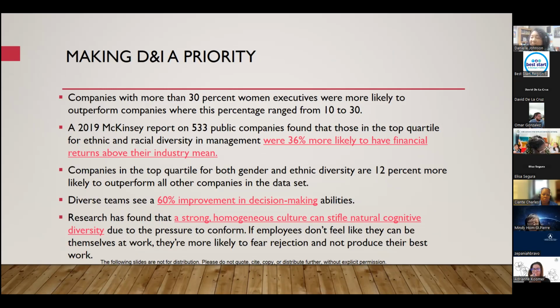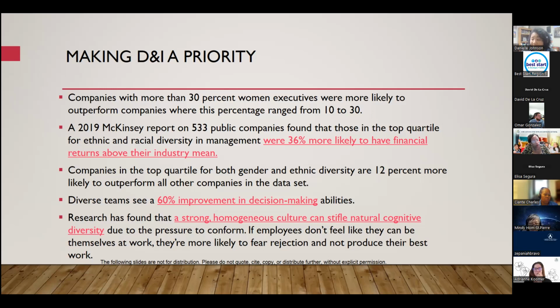Companies with more than 30% women executives, the women at leadership, C-suite or executive directors or managers, were more likely to outperform companies where their percentage range from 10 to 30, right? Less women in leadership showcases kind of a less piece of that market share, right? Again, showcasing more of that diversity. A 2019 McKinsey report on 533 public companies found that those in the top quartile for ethnic and racial diversity in management were 36% more likely to have financial returns above the industry mean. Companies in top quartile for both gender and ethnic diversity, so that intersection, are 12% more likely to outperform companies in the same data set.